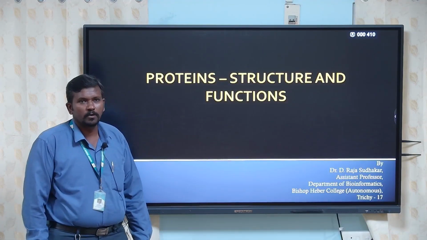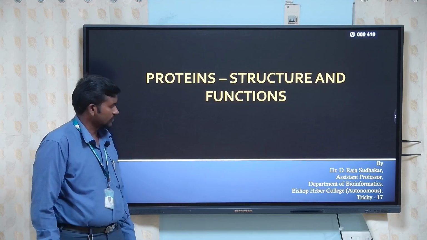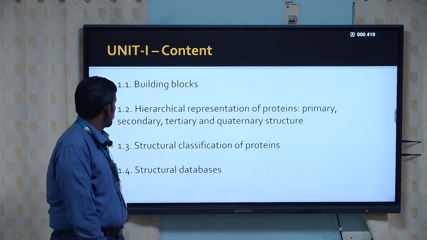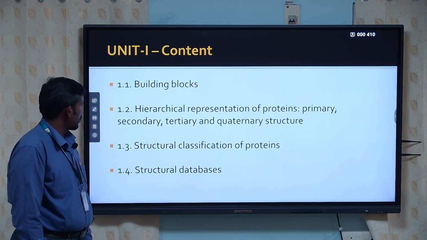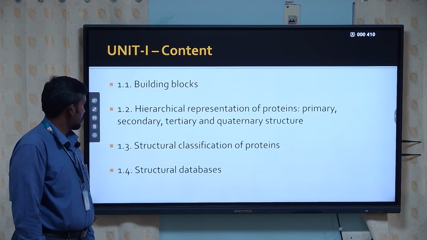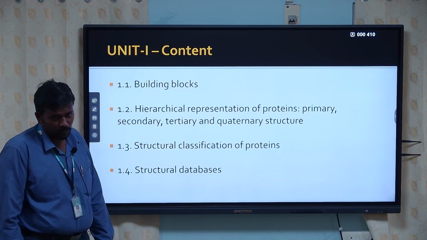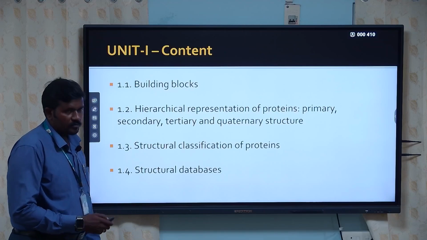Today we are going to see the course Proteins Structure and Functions. This is Unit 1 content. It comprises building blocks, hierarchical representation of proteins, primary, secondary, tertiary and quaternary structure, classification of proteins, and structural databases.